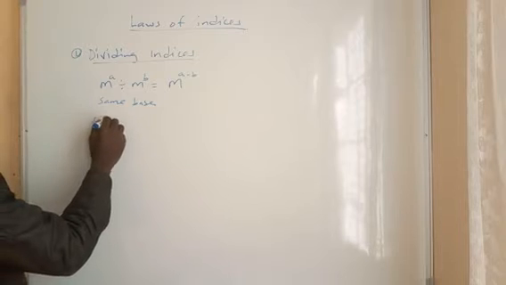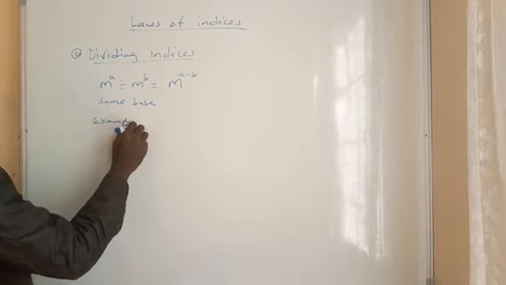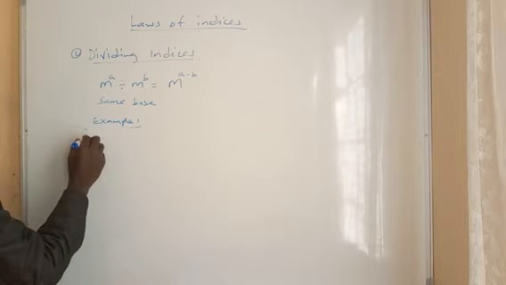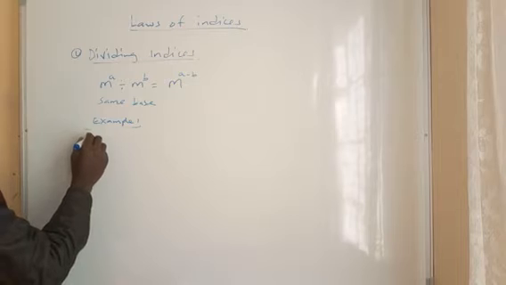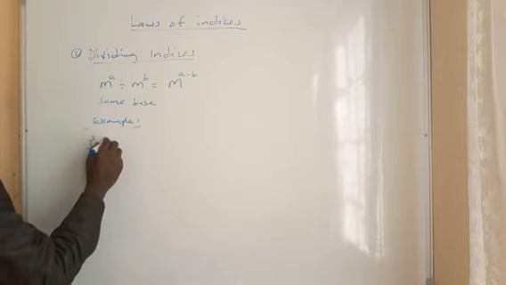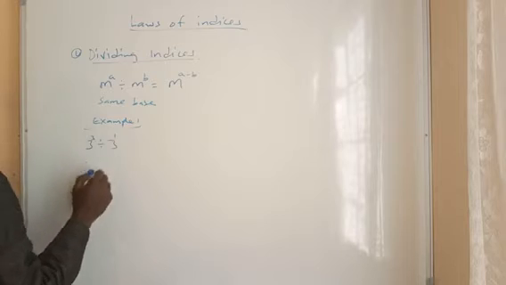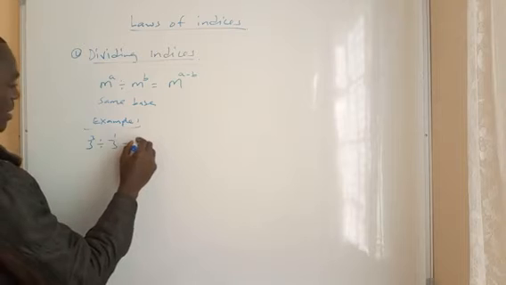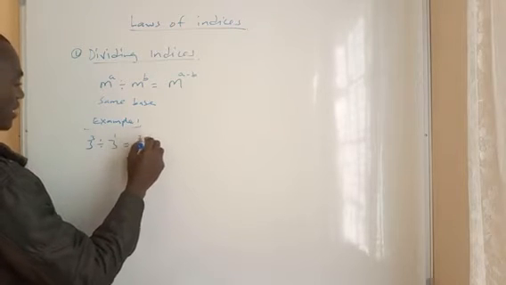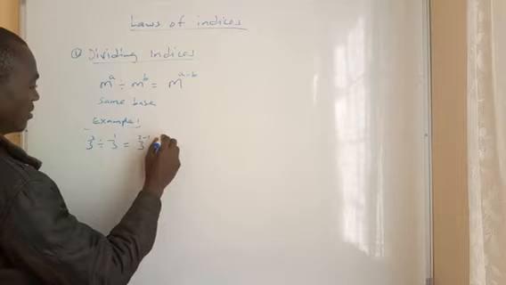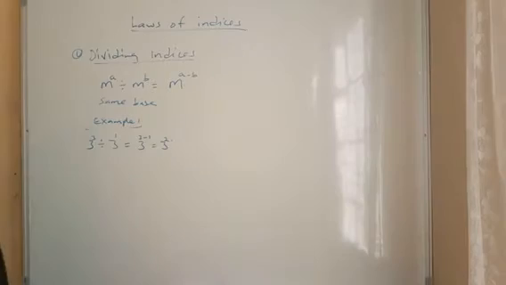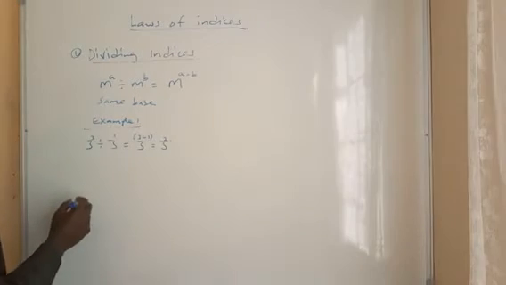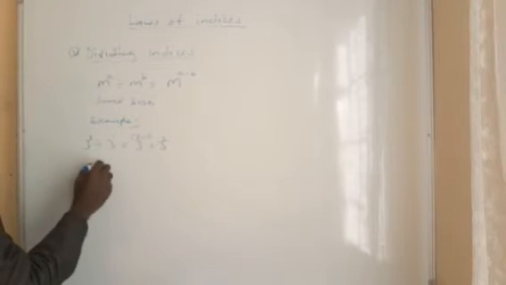Let's look at an example. Example 1. If I have, for example, 3 to the power 3, you divide by 3 to the power 1. Are the bases the same? Yes, so this becomes 3 minus 1. So the answer finally is 3 to the power 2. That is the answer.